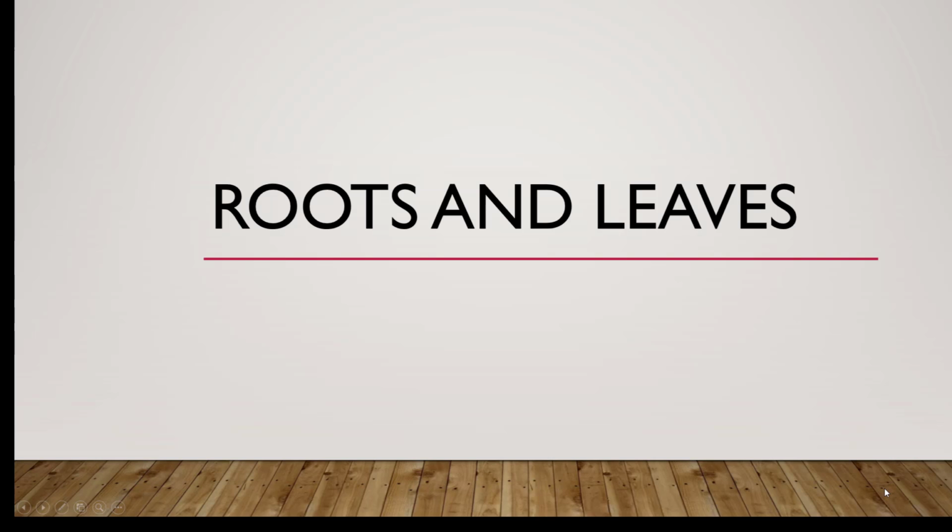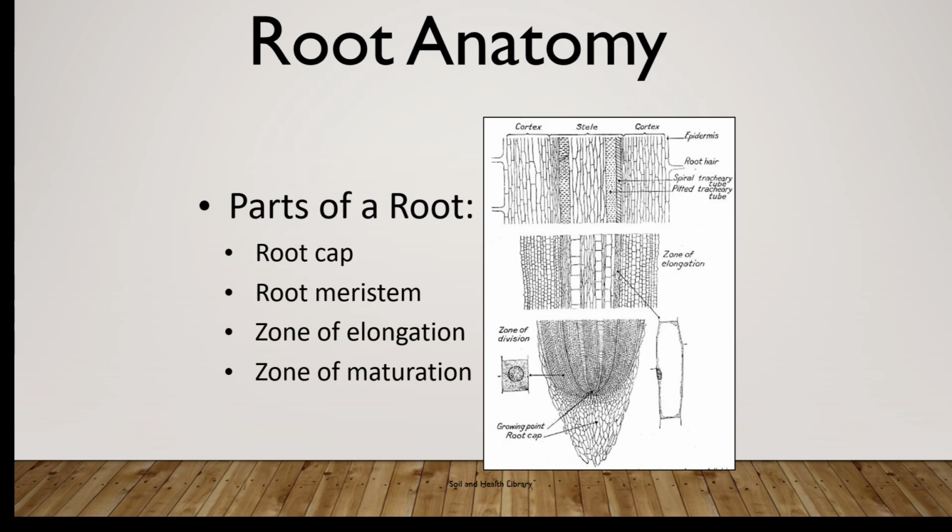Okay, we're going to continue and talk about roots and leaves. So this is the basic structure of a root. We have a root cap, a root meristem, zone of elongation, and zone of maturation.